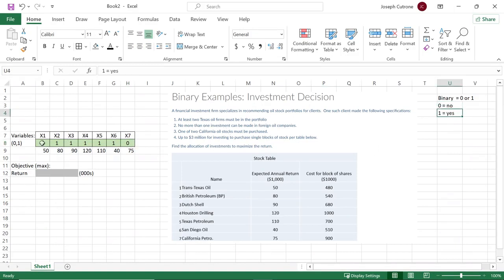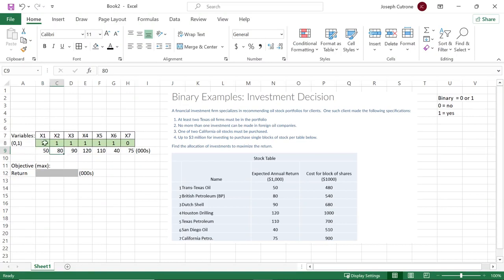Now, what is my expected return? How can I do a formulation on this? If I buy the block of shares, if I buy the Trans Texas Oil block for $480, that'll be my cost. That'll be a constraint that I'll build into the $3 million for investing. Then my return is 50. So these are my returns in thousands of dollars. Just remind myself those units over there. My return for this block of shares is 50. My return for this block of shares is 80.